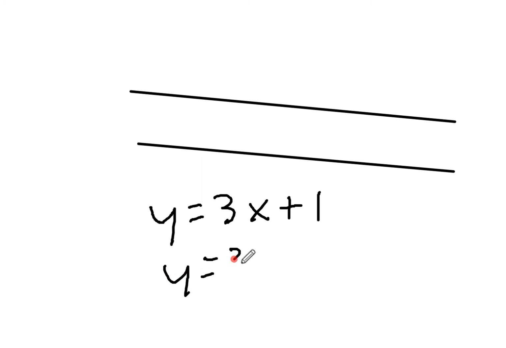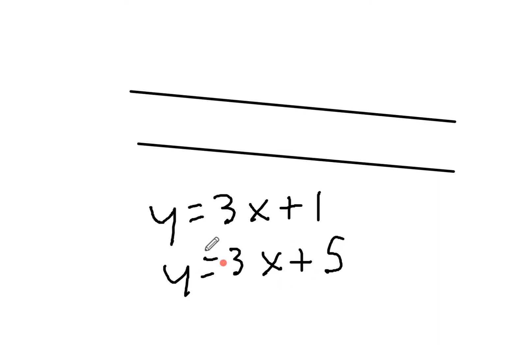If you were to express parallel lines algebraically, you would see equations something like this, where if you were to write them in slope-intercept form, you could have one equation, something like this, where y is equal to 3x plus 1. And then you could have another line like this, y is equal to 3x plus 5, for example.